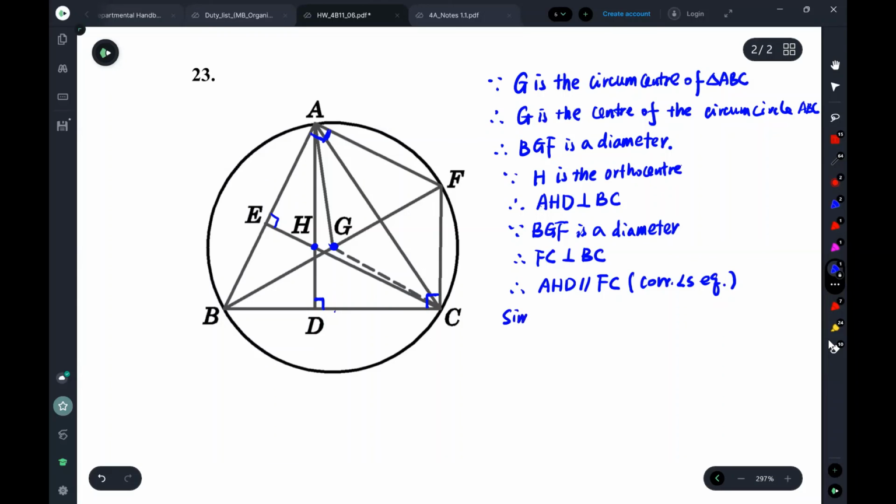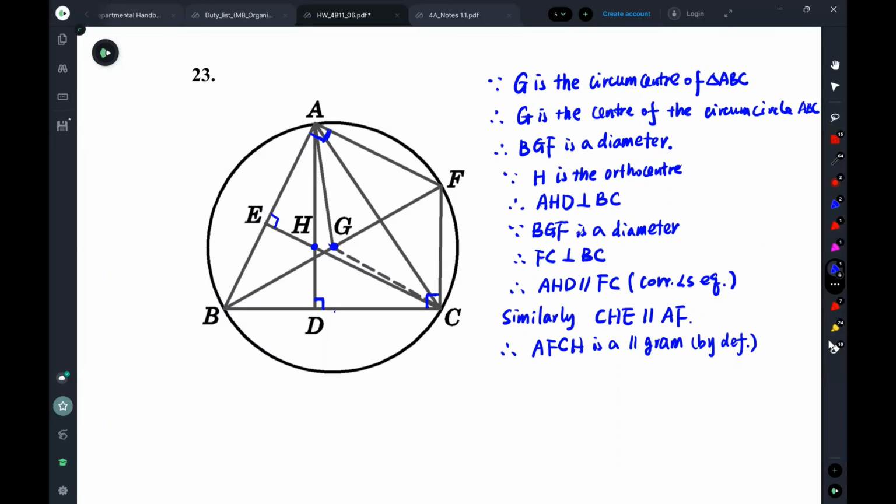Similarly, I can prove CHE is parallel to AF. Because the steps are exactly the same, you can just write down the results like that. And therefore, we have AFCH is a parallelogram. This is by definition, so you don't have to write a reference. If you're using any of the other tests for parallelogram, then you have to write the reference. But this one is by definition. That's part A.